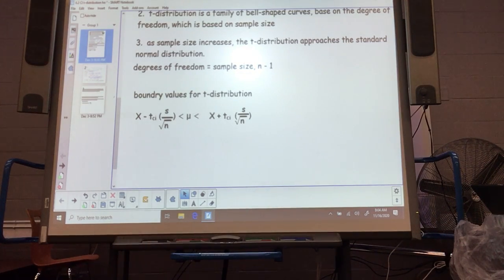Along the top, you have confidence intervals that you're dealing with: a 50%, an 80%, a 90%, 95%, 98%, 99% confidence interval. You go to that confidence interval column and you take it down to the appropriate degree of freedom, and that's your t-value.